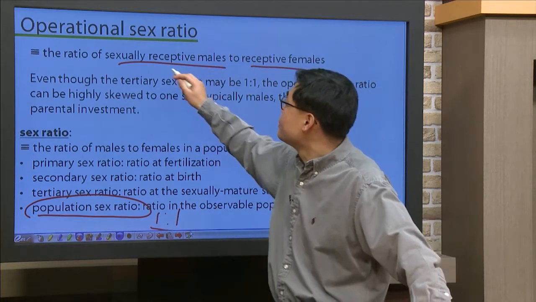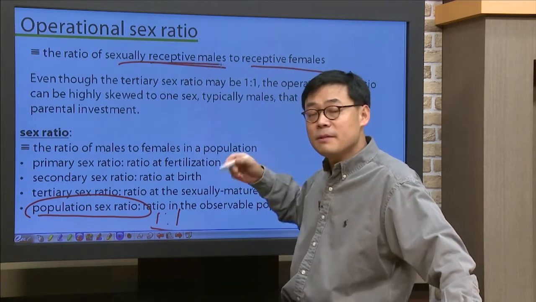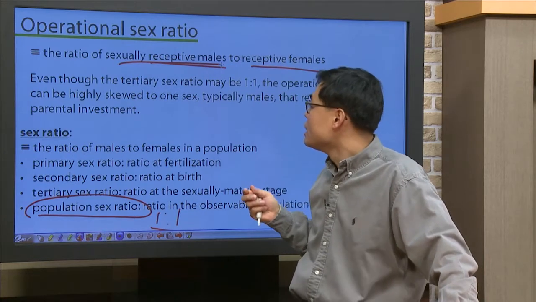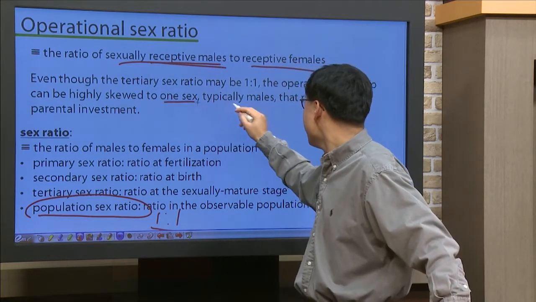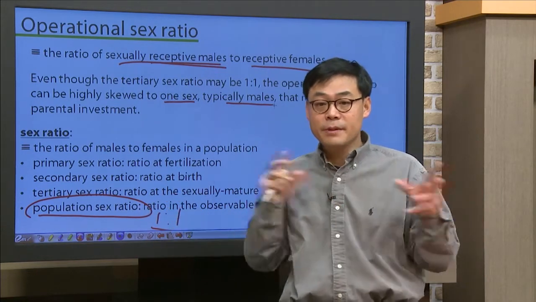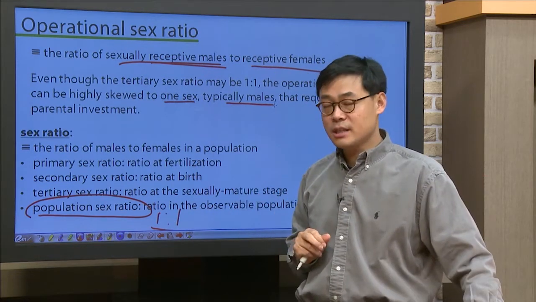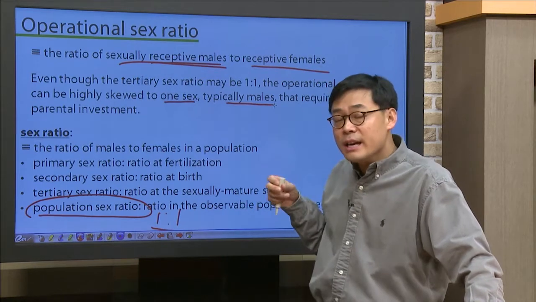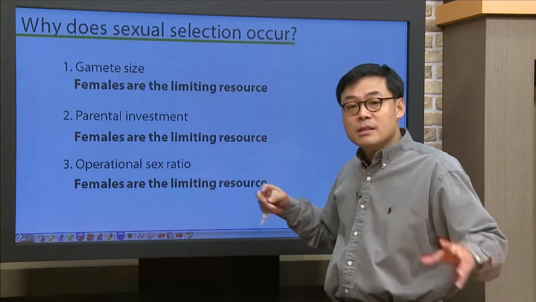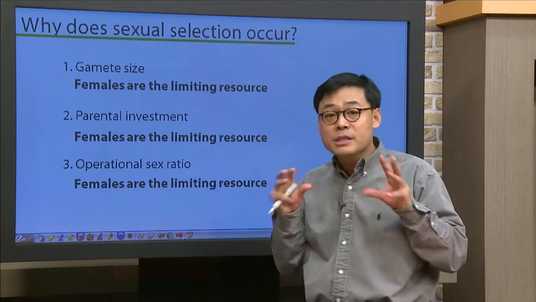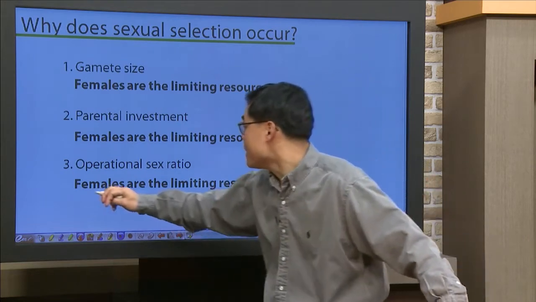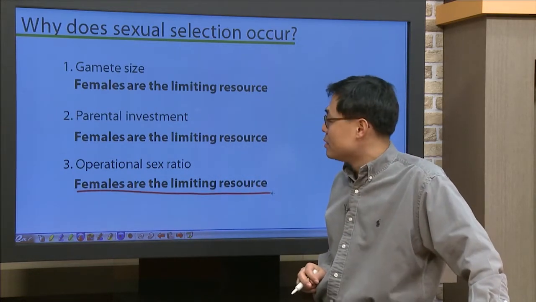But if you just count the receptive males and receptive females, there's a huge difference, and that's called the operational sex ratio. It's usually skewed to one sex, typically males, because males are receptive usually for the entire breeding season, but females are receptive for a very short time in the breeding season. So the operational sex ratio is usually highly skewed to males. Since a lot more males are receptive for mating, they compete with each other for very few receptive females. So females are again the limiting resource.